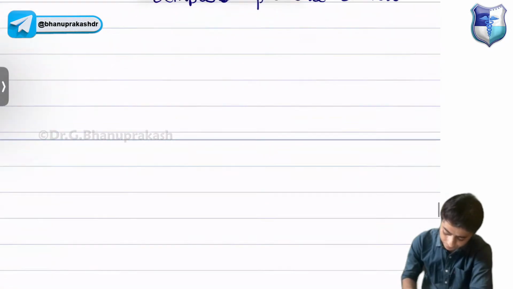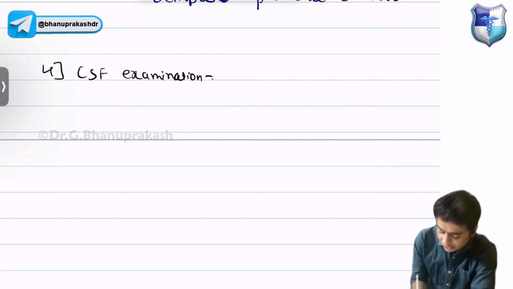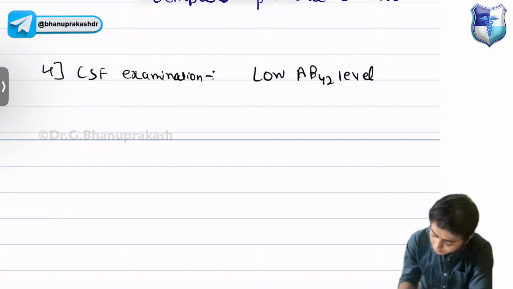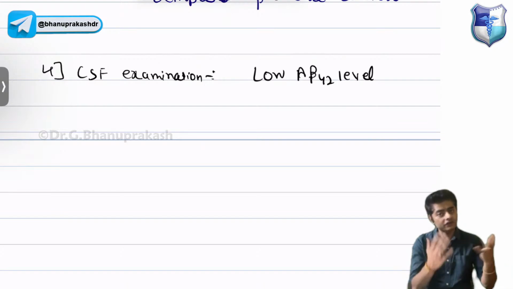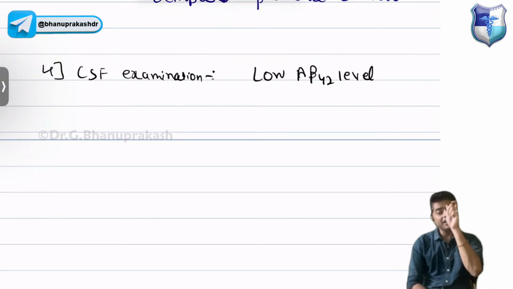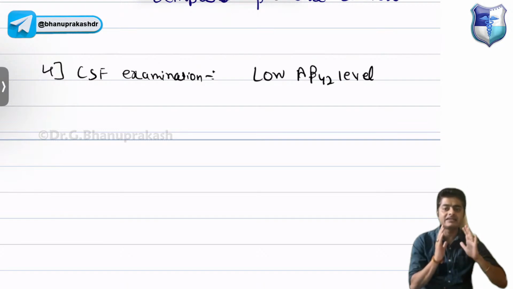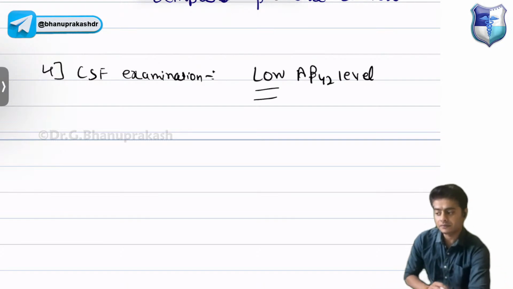The other test you can do is the CSF examination. In CSF examination, what will you get? You will get a low A beta 42 level. Now you will tell me, sir, you said that there is an increase of A beta 42 in the extraneuronal amyloid plaques. Yes, but A beta 42 is increased in the neuronal part, while in CSF it is decreased. So there will be low A beta 42 levels.